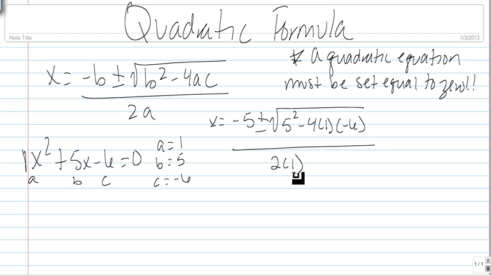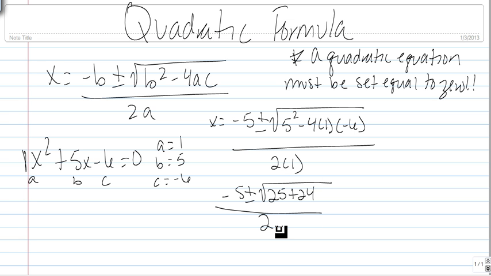Okay, so now let's deal with this in a second. I'll deal with the plus or minus in a second, but let's simplify where we can. So I have negative 5 plus or minus the square root of, what's 5 squared? 5 squared is 25. So I have 25. So now we have negative 4 times 1 is negative 4. But what's negative 4 times negative 6? That's right, it's a positive 24. Okay, you see that? I multiplied negative 4 times 1 and got negative 4, and then took that negative 4 and multiplied it times the negative 6 and got a positive 24. So all of this over 2 times 1, which is 2.